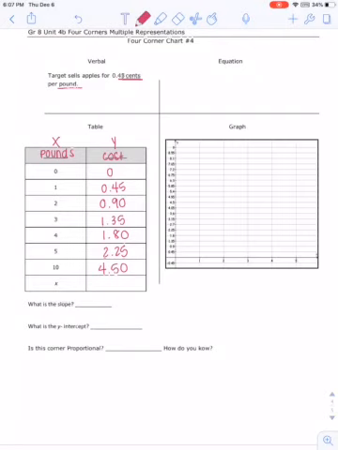So if you look at this, you could find the slope, or you could just notice that each time our Y is changing 45 hundredths, and it's being multiplied by our number of pounds. And that's the relationship that is occurring. So Y equals 45 hundredths X, with X being the pounds of apples, Y being total cost. So we have our equation and our table completed.